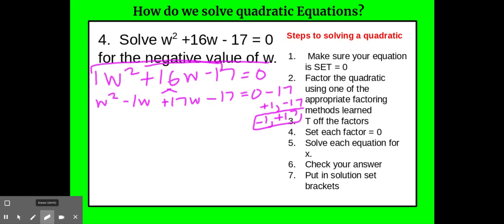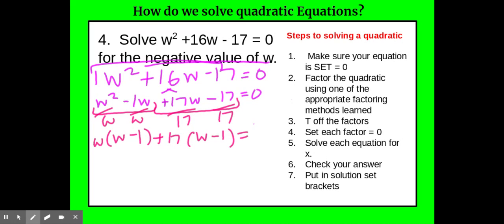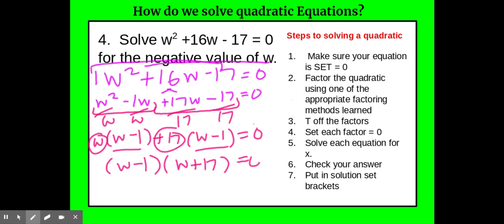Now I just want to erase this because it's going to get in the way. Now, next step, group it. We're going to group up the w's here and the 17s. Divide out our w from each term. So we're left with w times w minus 1. Divide out 17 from each term. So we're left with plus 17 times w minus 1 equals 0. I'm continuing to bring it down. Now we factor out our GCF of w minus 1. Write my leftover in the other factor. W plus 17 equals 0.